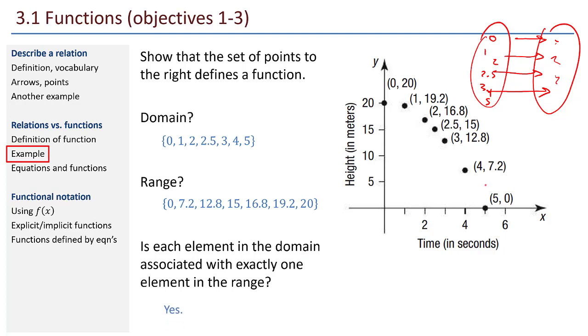I don't have a situation like this where there's two dots that are right above each other. That would be a bad situation. If I had two dots right above each other, then I'd have one element in my domain, in this case the number 5, getting associated with two different numbers in my range. But I don't. That never actually happens. I don't ever have two dots directly above and below each other. So this does represent a function.